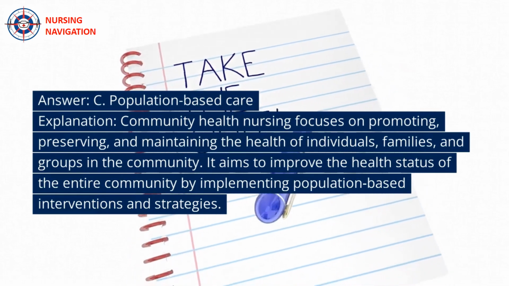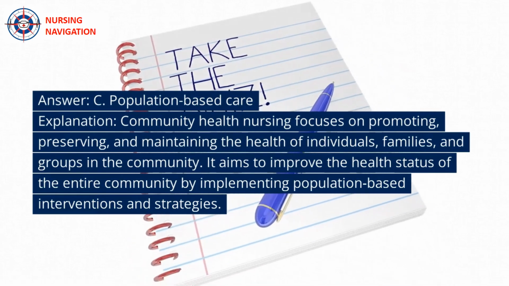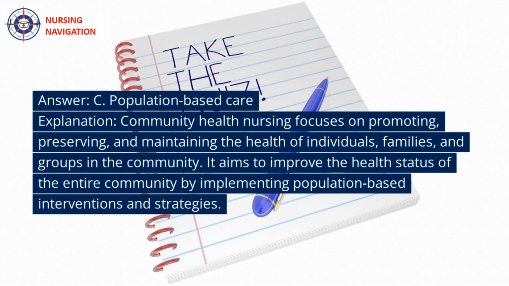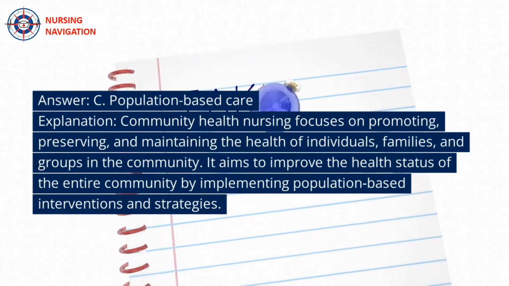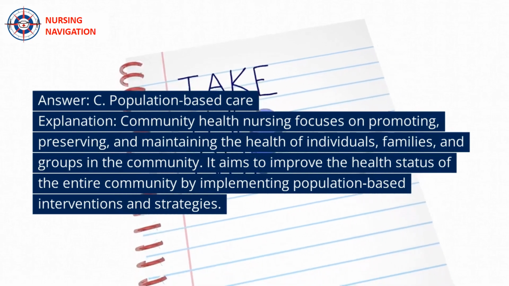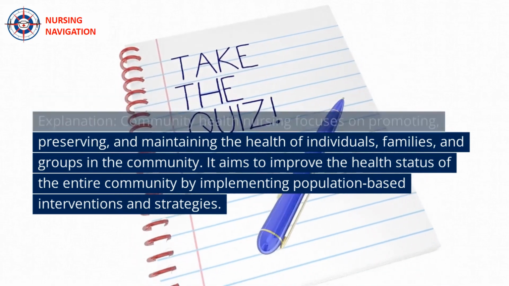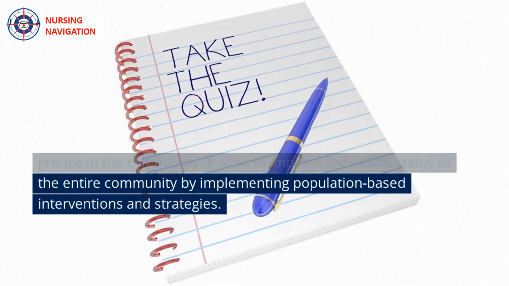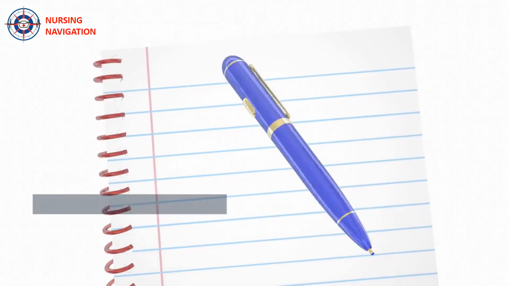Community health nursing focuses on promoting, preserving, and maintaining the health of individuals, families, and groups in the community. It aims to improve the health status of the entire community by implementing population-based interventions and strategies.